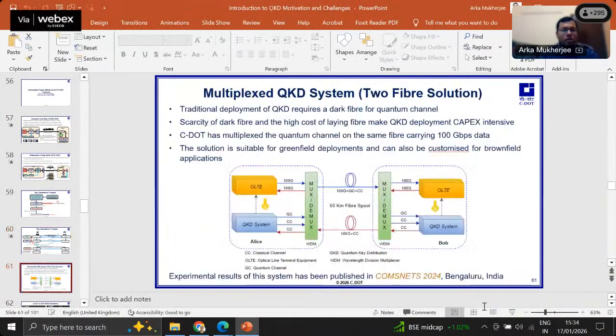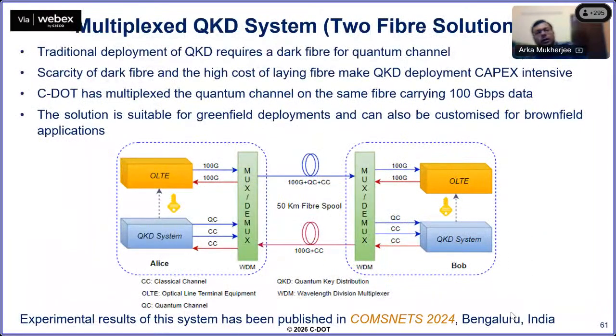Okay, so next slide I will cover the multiplexed QKD system. Yesterday I told that the performance of a QKD system will be best when we are using a dark fiber for the quantum channel. Dark fiber means there is no other signal in that optical fiber. But the use of dark fiber is very costly, and in the field you may not always get a dark fiber dedicated for your quantum channel. So to avoid that, there is a concept called multiplexing, multiplex QKD.